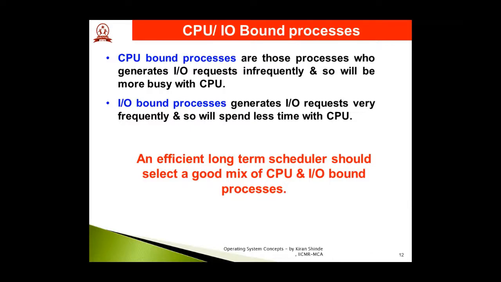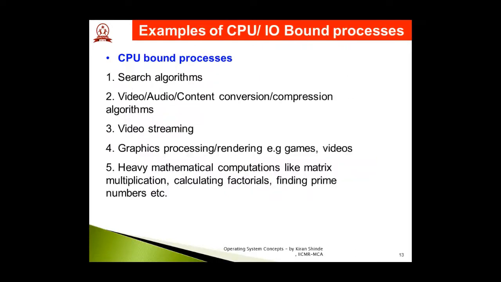Now, what do you mean by this? The main job of the long-term scheduler is to find out the good mix. It should not only select the CPU bound processes, or only select the IO bound processes. It has to maintain a good mix, a balance between the CPU bound and the IO bound processes.